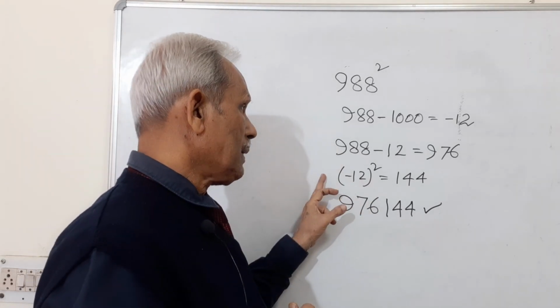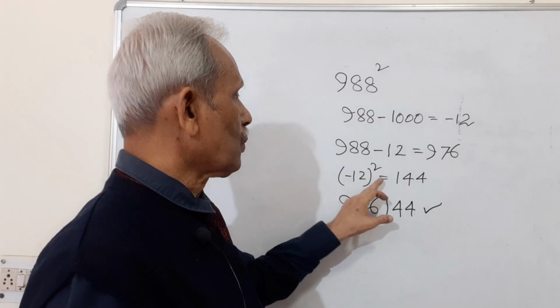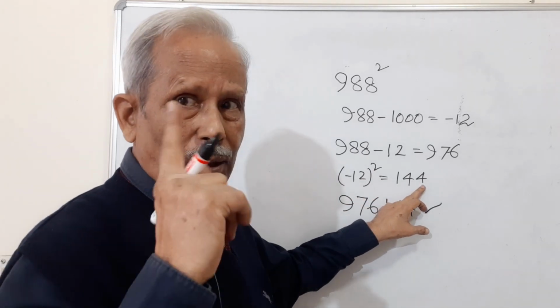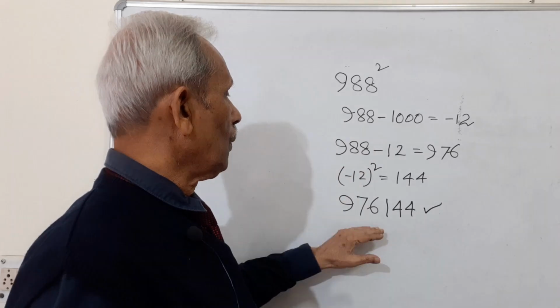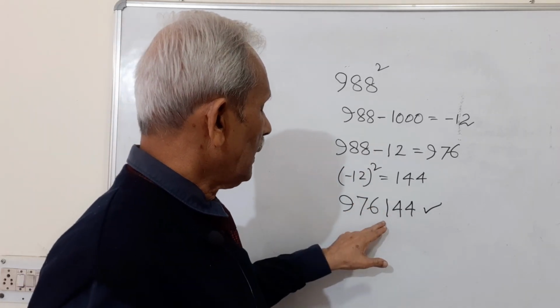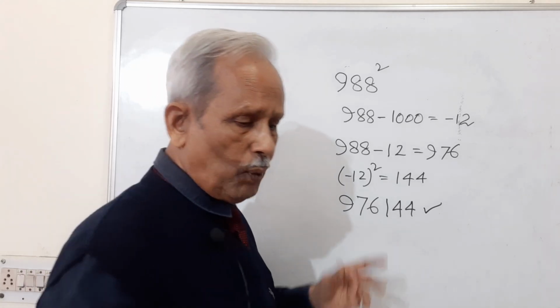And the second part is squaring of the difference. In this case, it is -12 square is equal to 144. Then you have to look at the number of zeros in the base. If there are 3 zeros, we write as it is occupying 3 spaces, 144. That's all. It's quite simple.